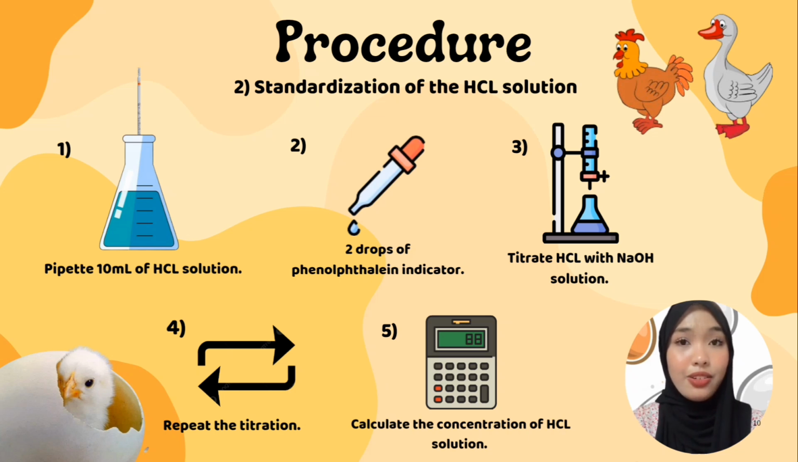Then, titrate the hydrochloric acid with the sodium hydroxide solution from the burette. Repeat the titration 3 more times. Finally, calculate the concentration of the hydrochloric acid solution.